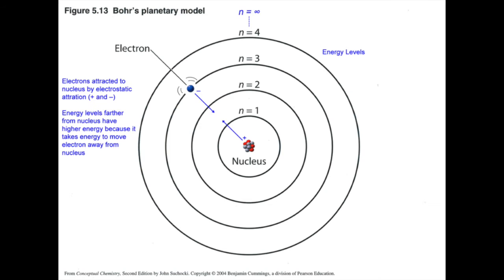The next model we have is Bohr's Planetary Model. This model differed than Rutherford's model because this model required that the electrons should be moving in orbits and they have a certain fixed size and energy.